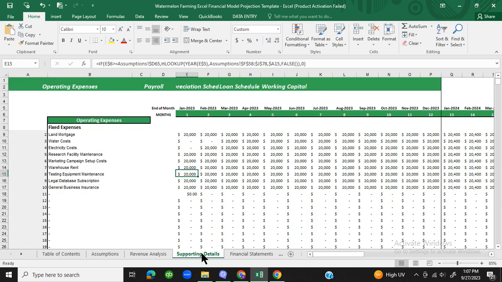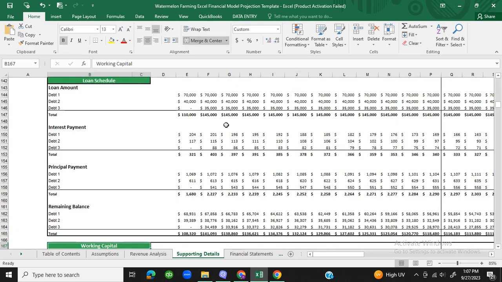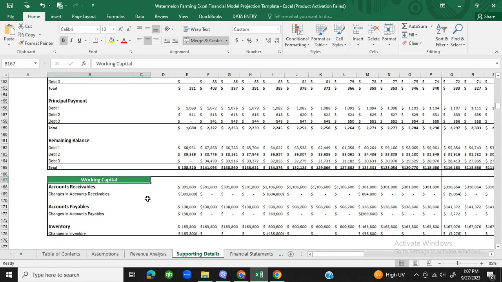In the supporting details sheet, we have added monthly analysis of expenses such as operating expenses, payroll expenses, as well as schedules for depreciation and loan amortization. Lastly, we have added the working capital analysis as well.